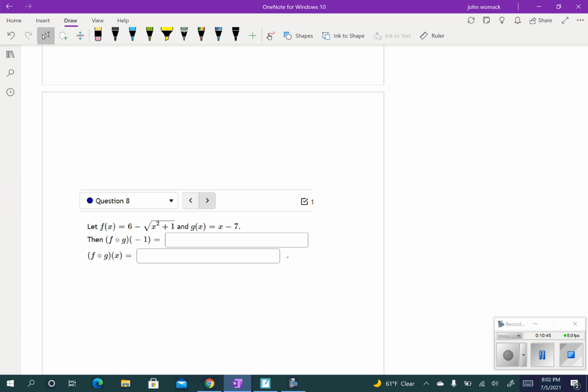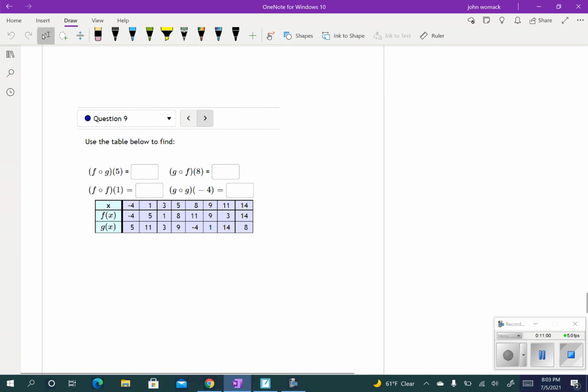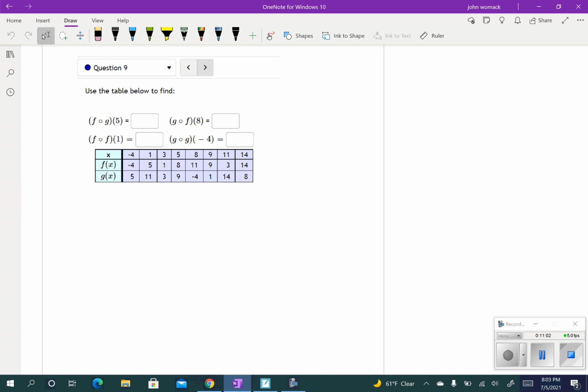So this question number 8, this is really similar. The first one, you just plug in a number. Just plug -1 into g. Whatever you get back out, plug that into f. This is just a composition of functions, the same thing we've done, the same thing using a table. So the table can be a little confusing.